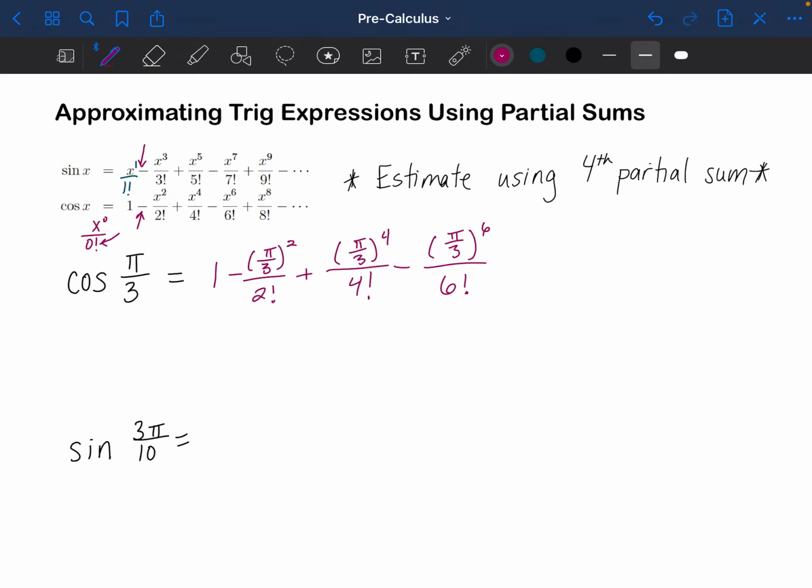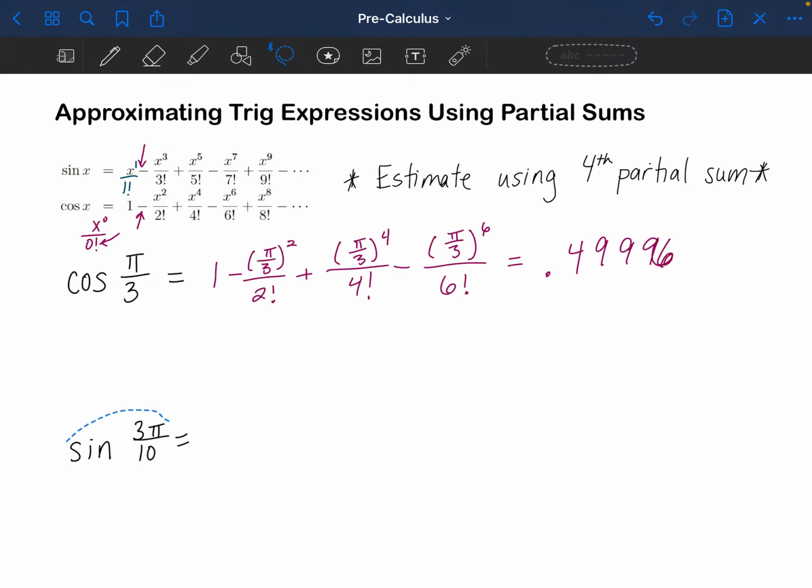Then, when you go to plug this into your calculator, make sure you're being careful. You're putting that pi over 3 in parentheses, then putting it to the power. Some people like to go one term at a time. I just throw it all into one line. And for this one, I got 0.49996. Yeah, if I rounded that, it'd be 0.5. So, we know we're right.